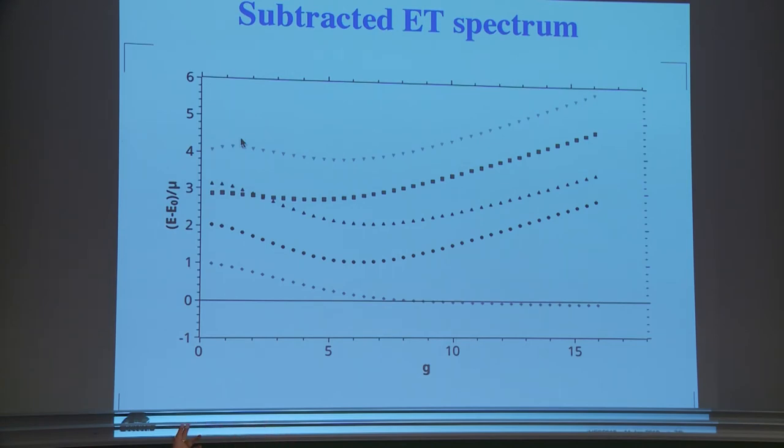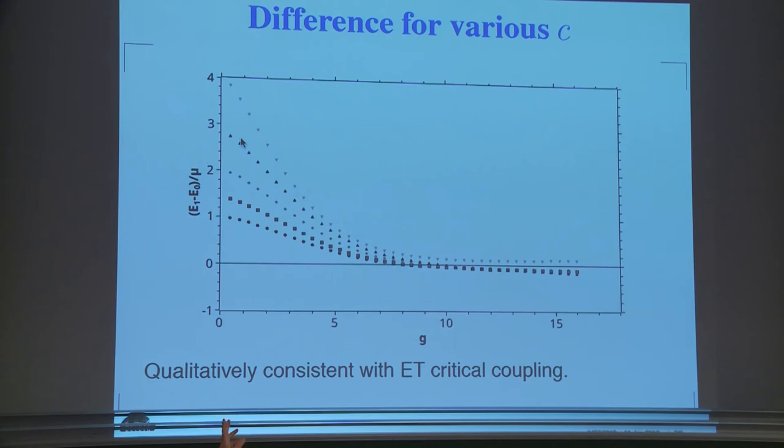This is again at C equals 1. But if you look at different C, you get the same sort of plot for the difference as C is changing from 1 towards 0. As it goes towards 0 on the left, it goes farther and farther up. But you still get this degeneracy between the even and the odd lowest states happening at approximately the same place. So it's qualitatively consistent with the equal time result for the critical coupling.